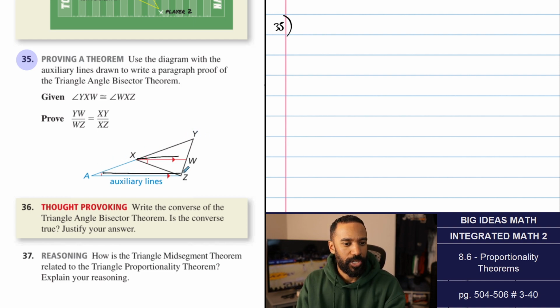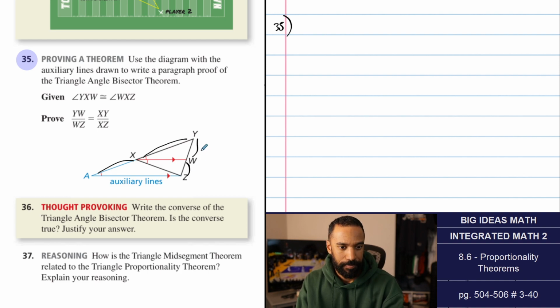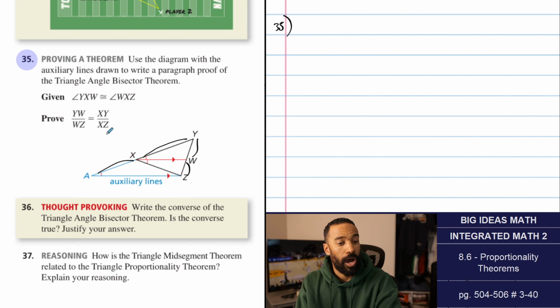By the triangle proportionality theorem, we can say that this over this is this over that. Right? Agreed? Agreed. Okay. This over this equals this over that. But now we got to do this over this equals this over that. Something along those lines. And then we can rewrite it as we need to. Or we can start with that. YW over WZ. Perfect. We just got to show that this is the same length as that.